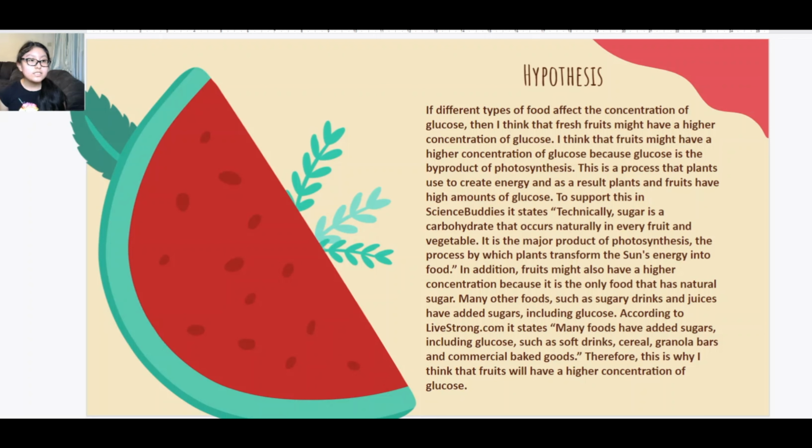photosynthesis. To support this, it's stated in science sources, technically, sugar is a carbohydrate that occurs naturally in every fruit and vegetable. In addition, fruits might also have a higher concentration of glucose because it is the only food that has natural sugar. Many other foods, such as sugary drinks and juices, have added sugars.